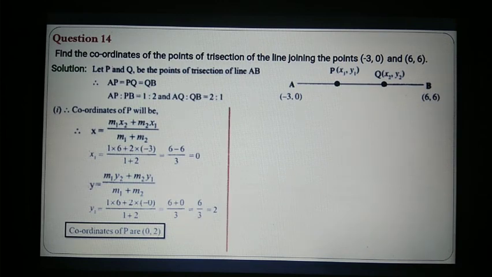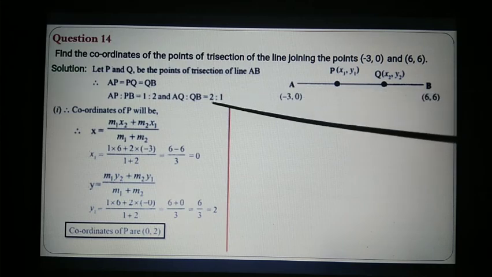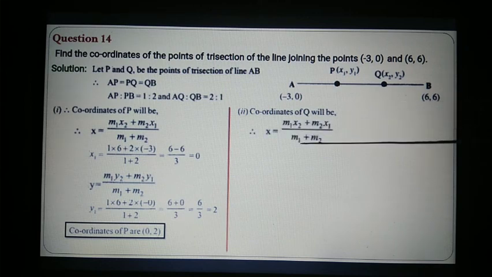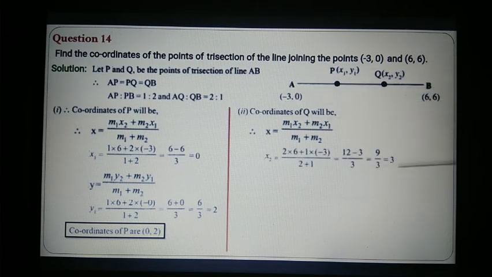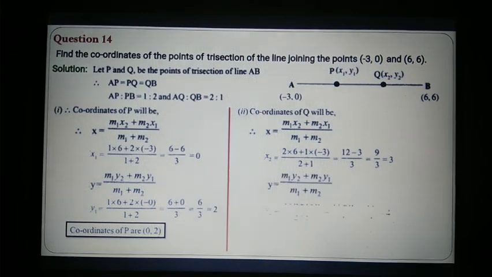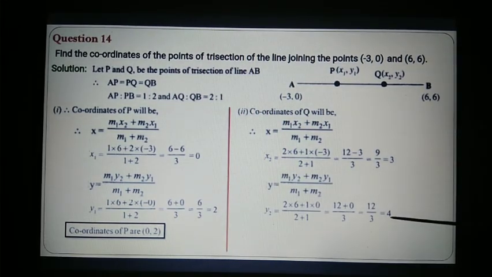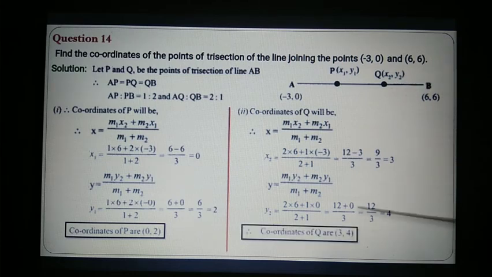Similarly, let's go to the other one. As I said, M1 is going to be this time 2 and M2 is 1. The coordinates of Q, again I'm using this formula. This time x is x2. M1 is 2, M2 is 1, x2 is again 6, and x1 is again -3. If you do this, you'll get x2 equals 3, and similarly you'll get y2 equals 4. So the coordinate of Q will be (3, 4).